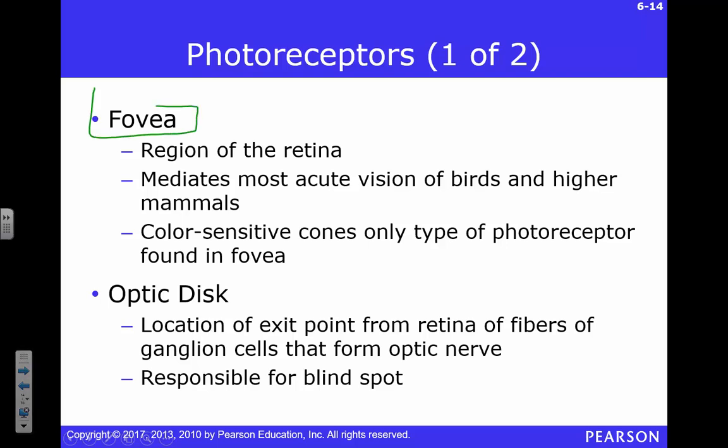Hey, look at that word, fovea. We already talked about that. We said that was in the retina. It's the most acute vision because we've jammed in all of those cones. So we have a high cone density.